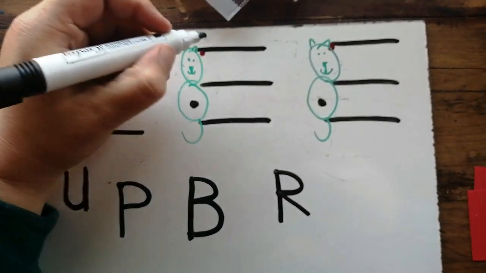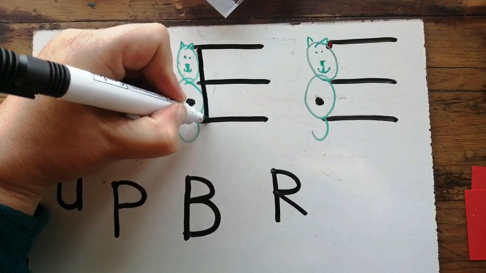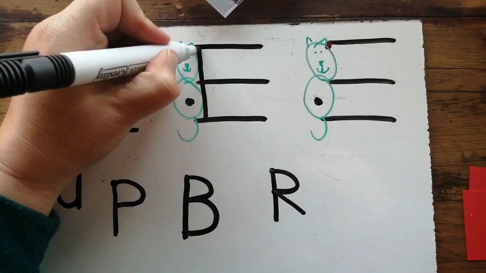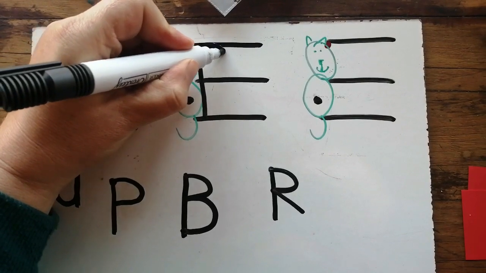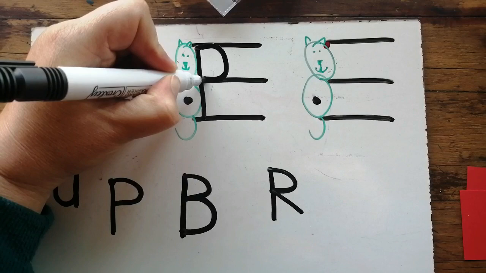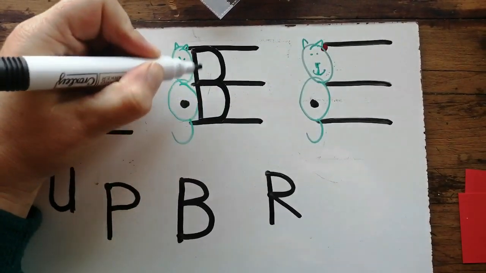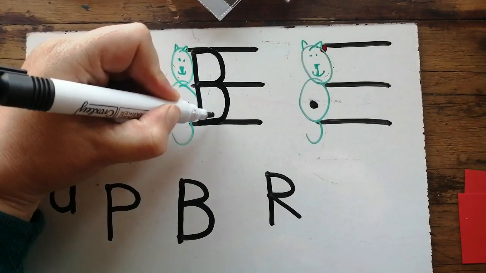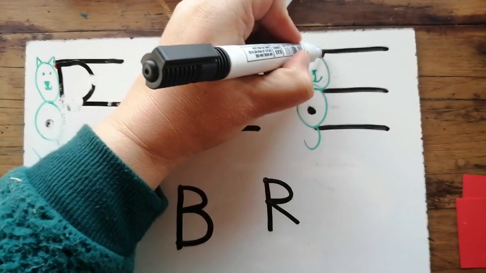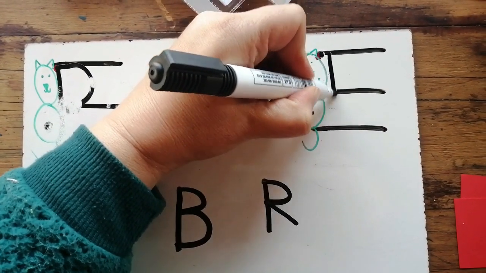Then if we look at our B, we start at the top, we go all the way down, we go back, lift our hand, we start at the same point, touch the top of the skyline, make a big tummy, and he sits on the top of the skyline. Then you go back and make his body, and his body must touch the top and the middle and the bottom of the line.